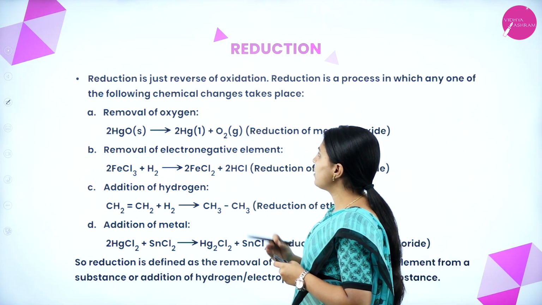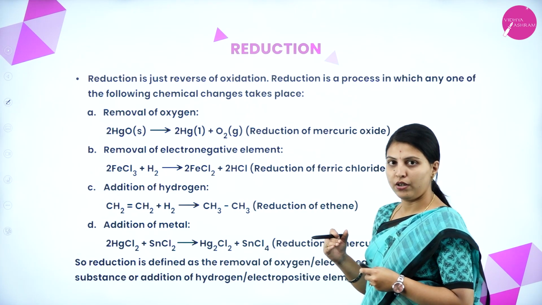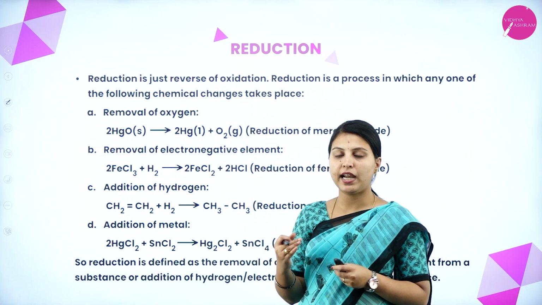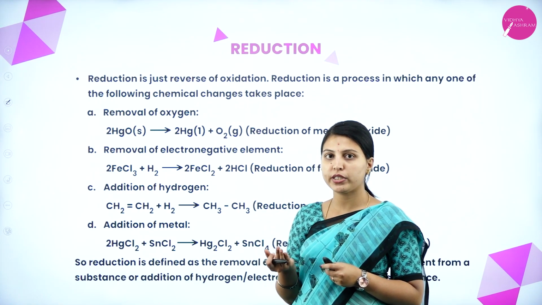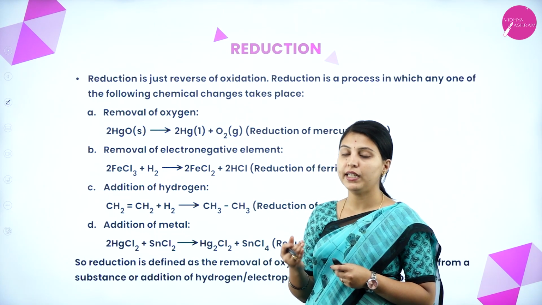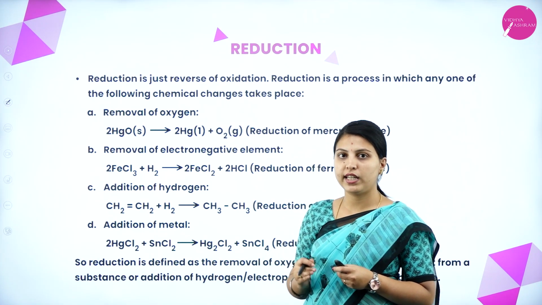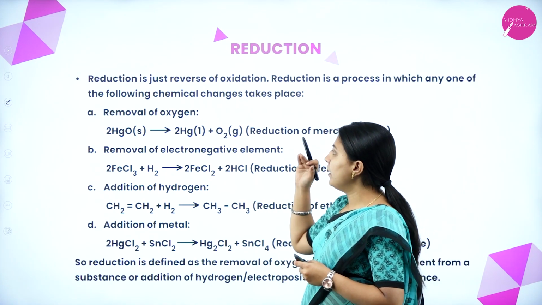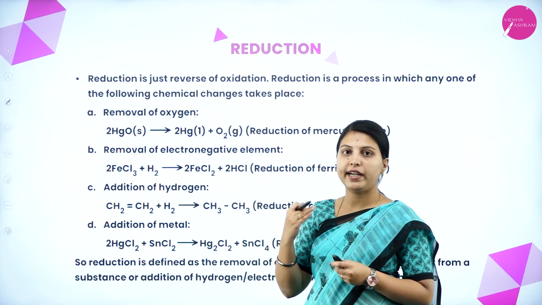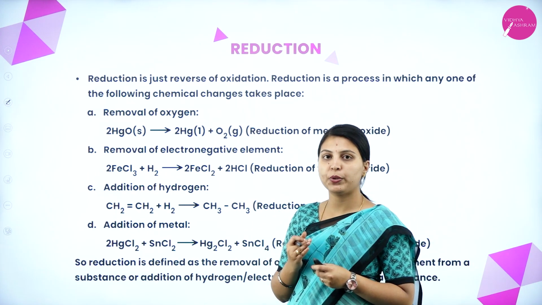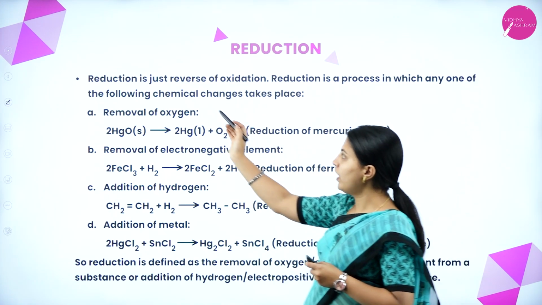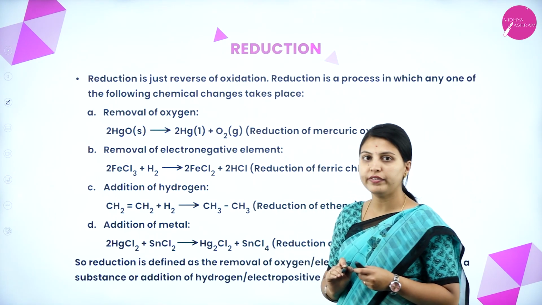Next is reduction. Reduction is just the reverse of oxidation. Okay, the four processes you have seen now: addition of oxygen, removal of hydrogen, addition of electronegative element, removal of electropositive element. These are the four ways of oxidation to understand. Here, removal of oxygen, removal of electronegative element, addition of hydrogen, and addition of electropositive element can be seen. So what they are telling? Reduction is just the reverse of oxidation.